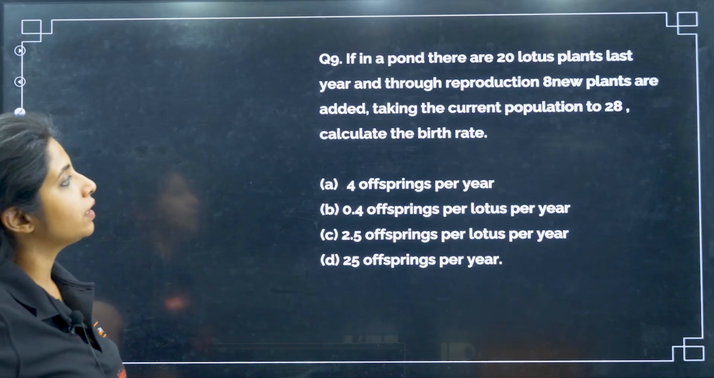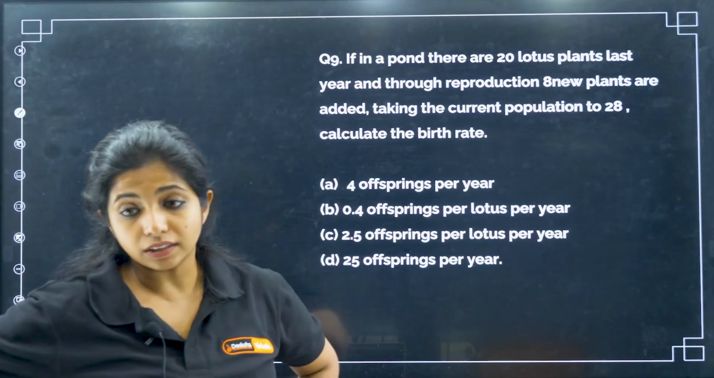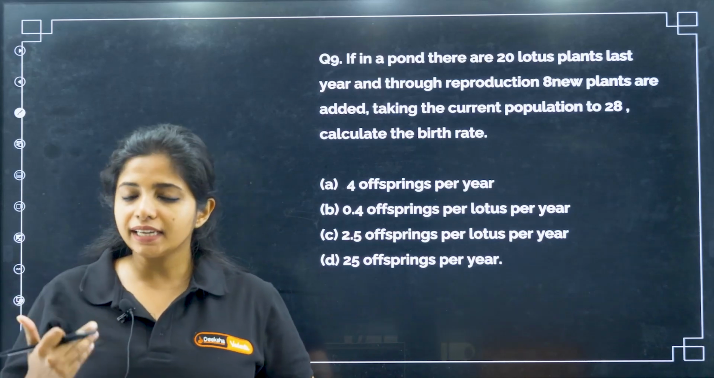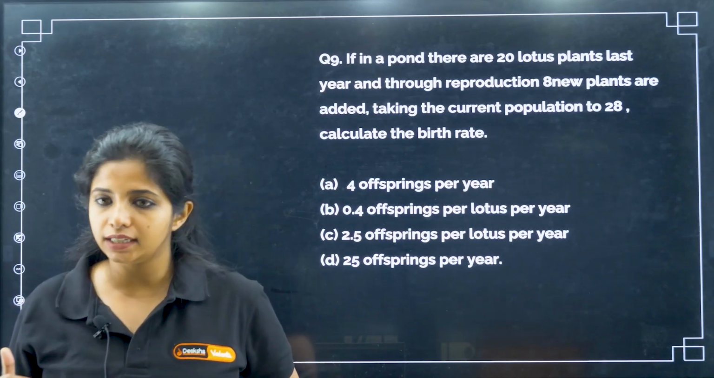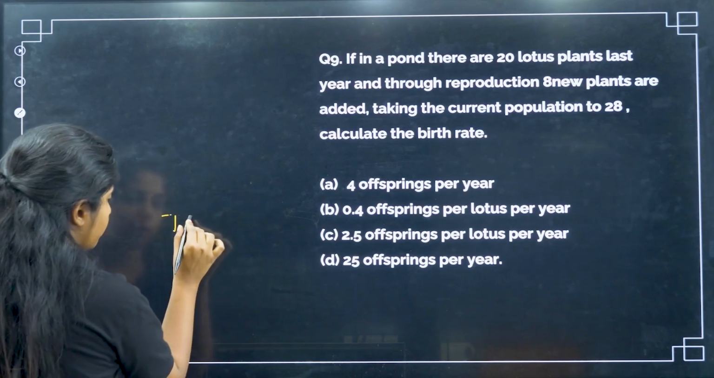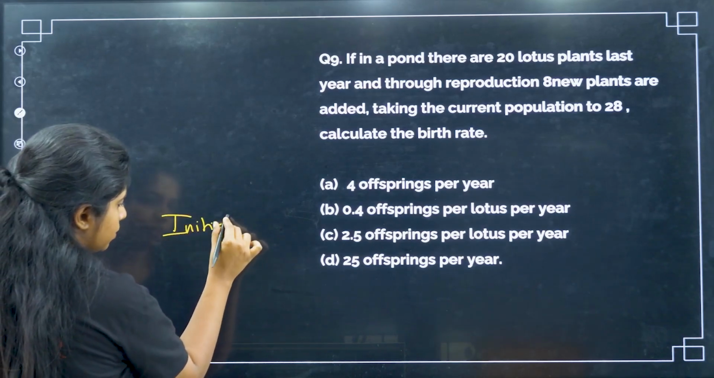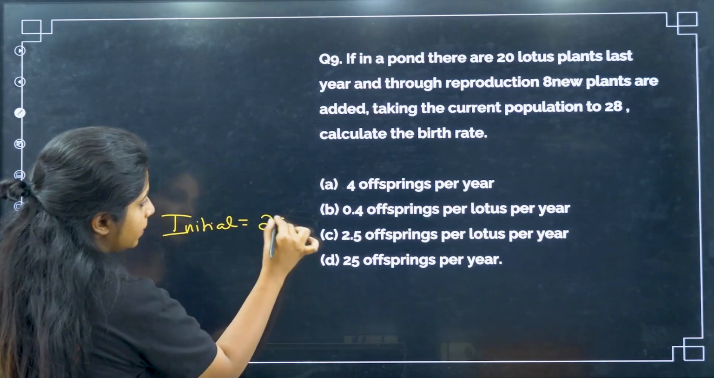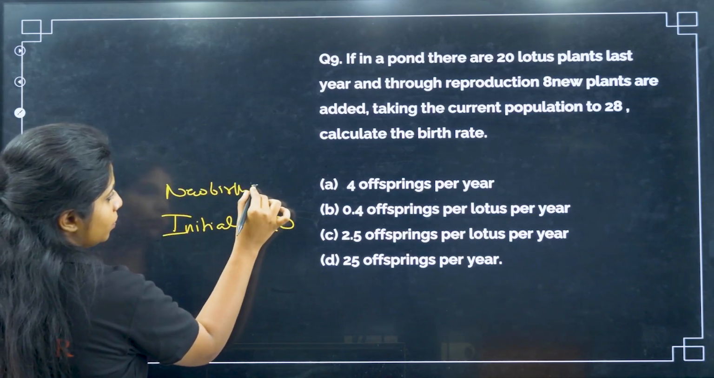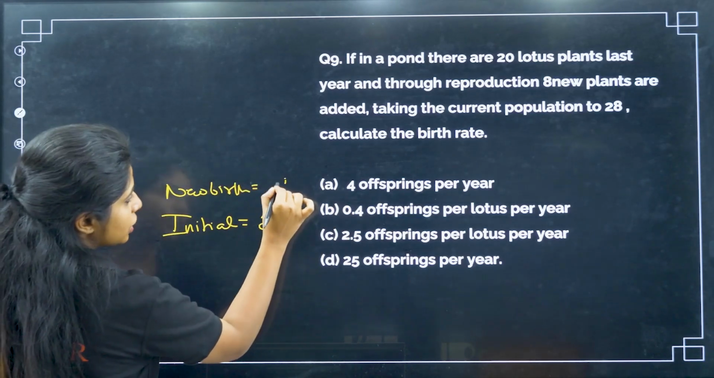If in a pond there are 20 lotus plants last year and through reproduction 8 new plants are added, taking the current population to 28, calculate the birth rate. So how many plants were there initially? Initial population size is 20. How many new births are there? Eight of them.